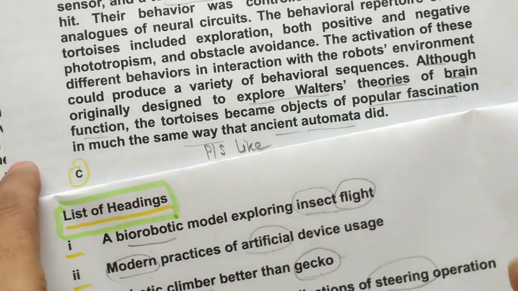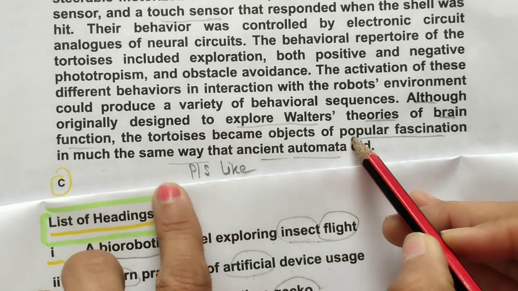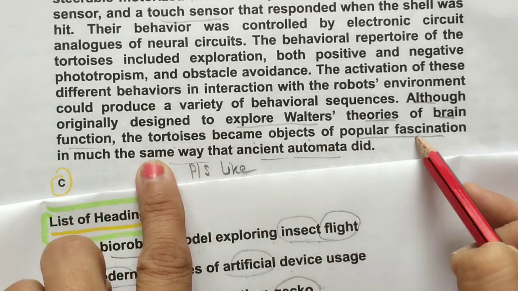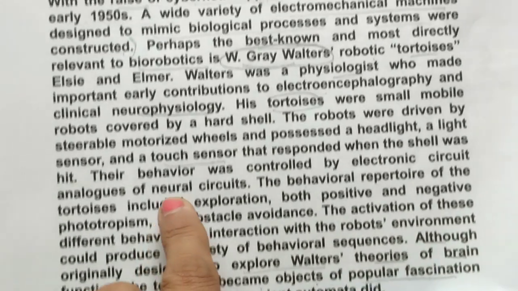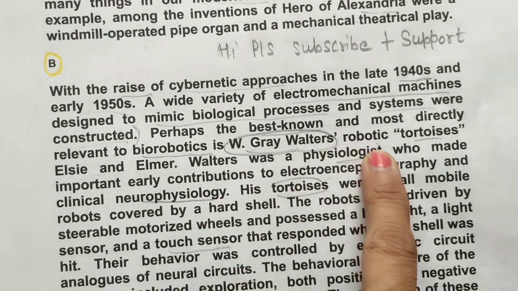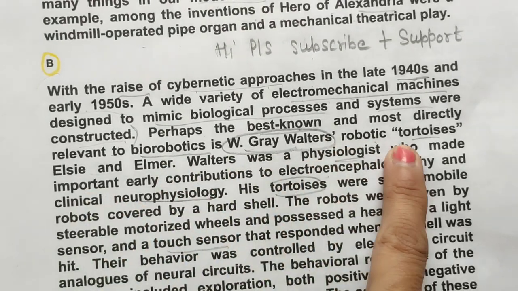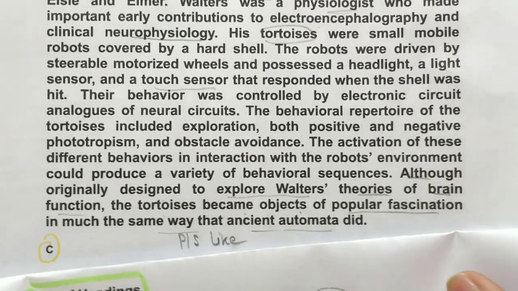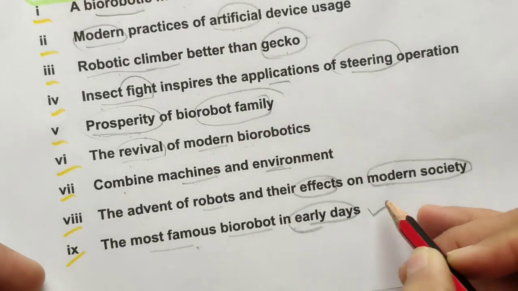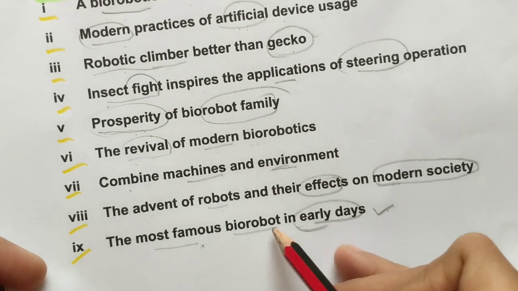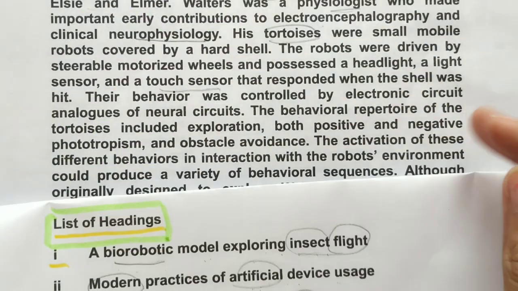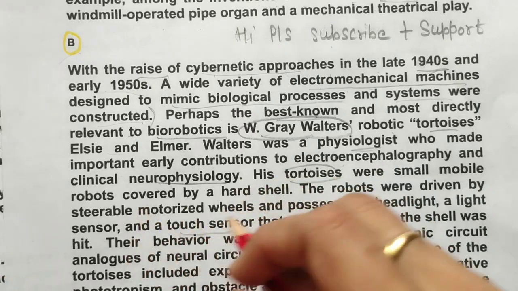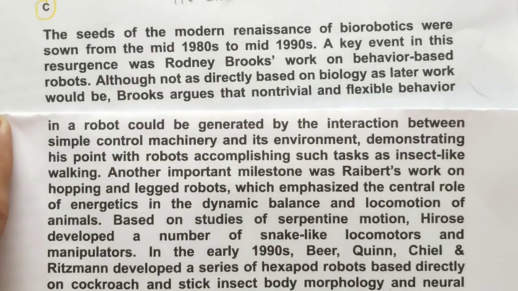So we have read it, and at the end also they are saying popular fascination. So tortoises became objects of popular fascination. Actually they are talking about this person's robotic tortoise. So I will select this one, the most famous bio-robot in early days. Early days are these years. Okay, so we will select B with the 9th number.